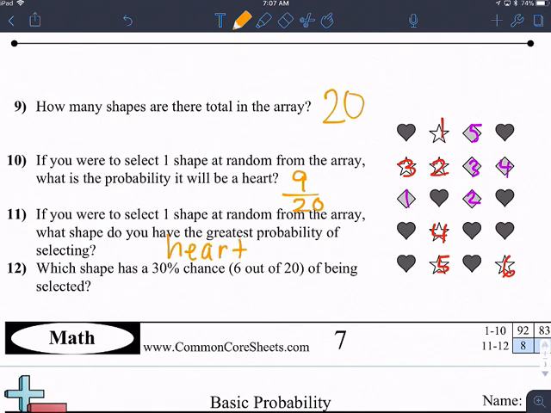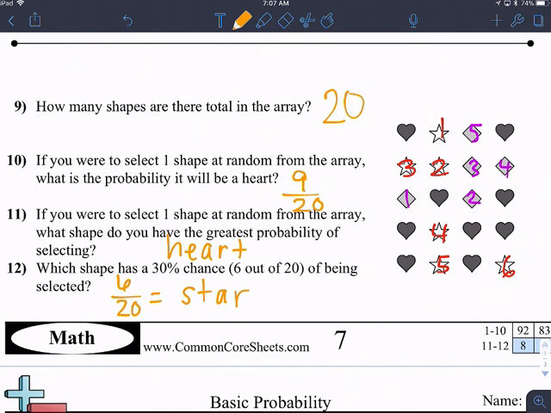What shape has a 30% chance, and they're very nice here, they gave you the fraction as well, the 6 out of 20. Well, I know that there are 9 hearts, and I still have my labels on there, so I have 6 of them that are stars. So 6 out of 20 is the star. The probability of getting a star.